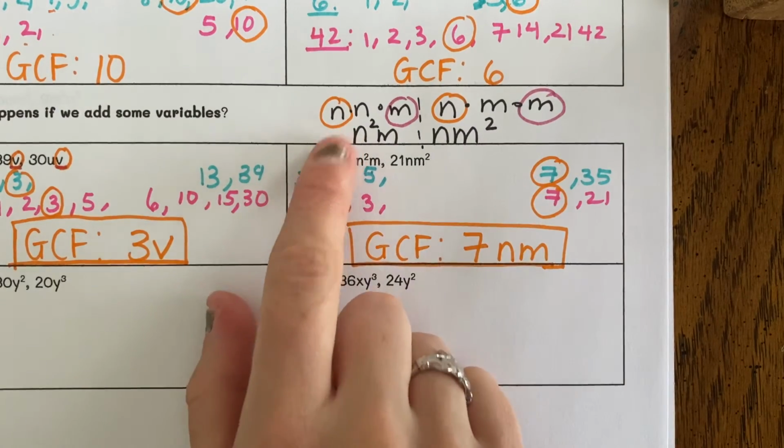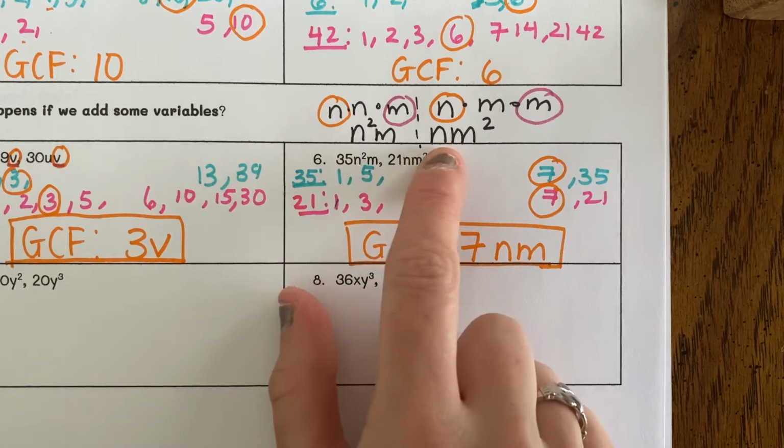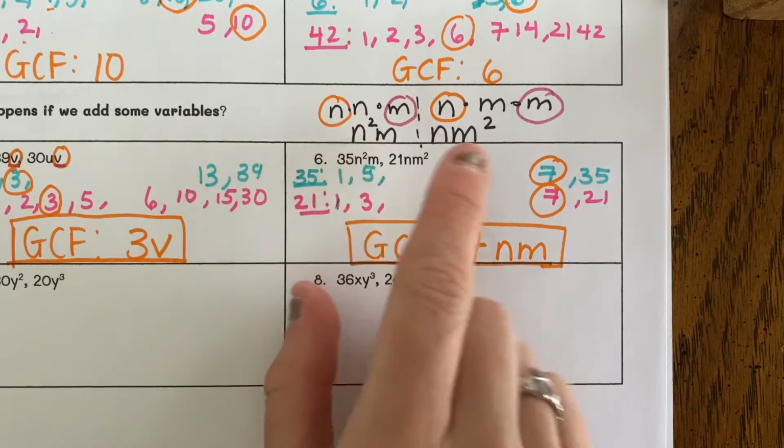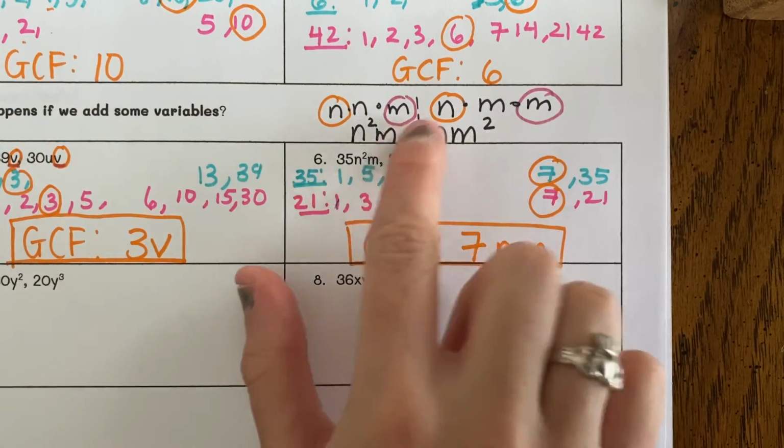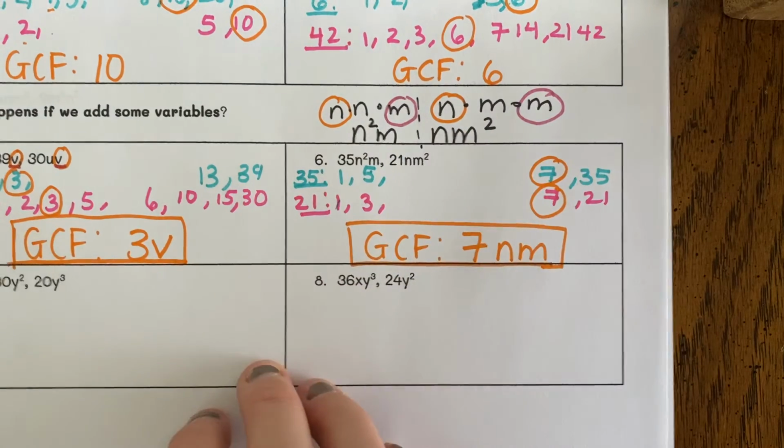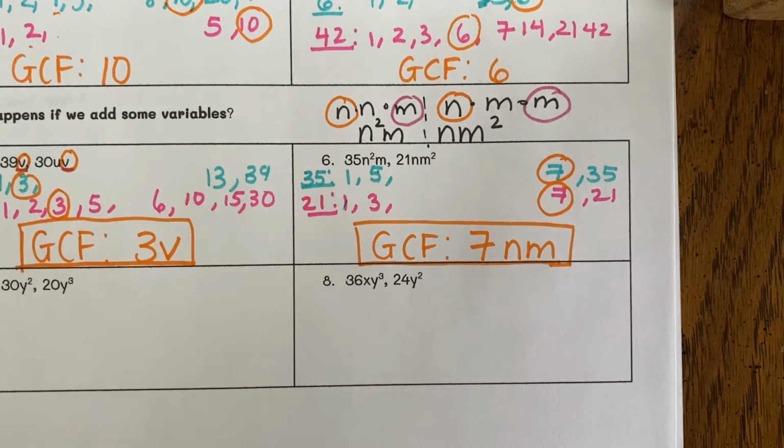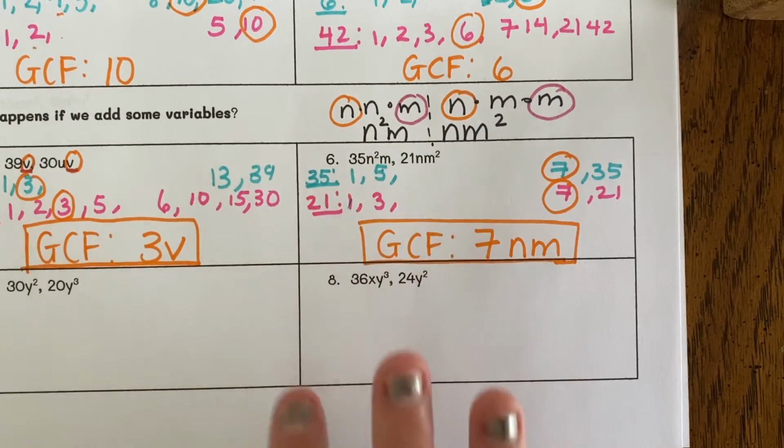Because I could take out an n from this one for n squared, and there's an n here, and I could take out an m. Even though this has 2 m's, we can only take out 1 m from each. Okay, so we're taking out the greatest common factor, what they have in common. And that's the same thing up here for variables.